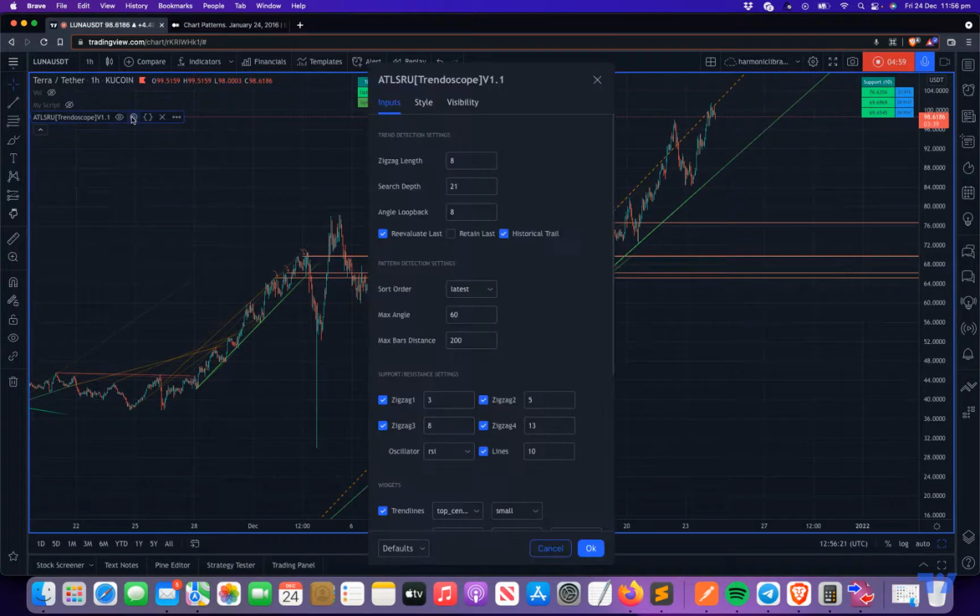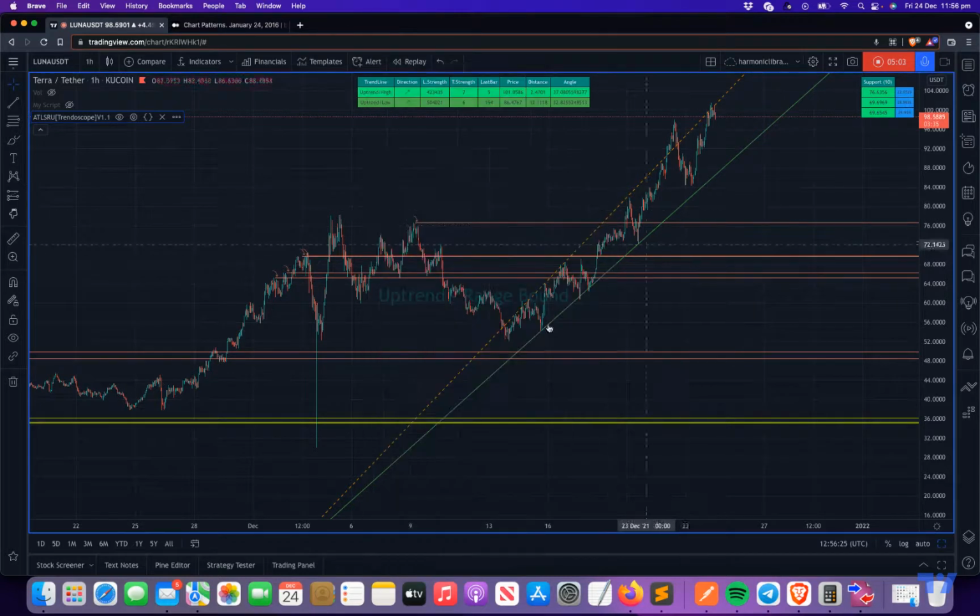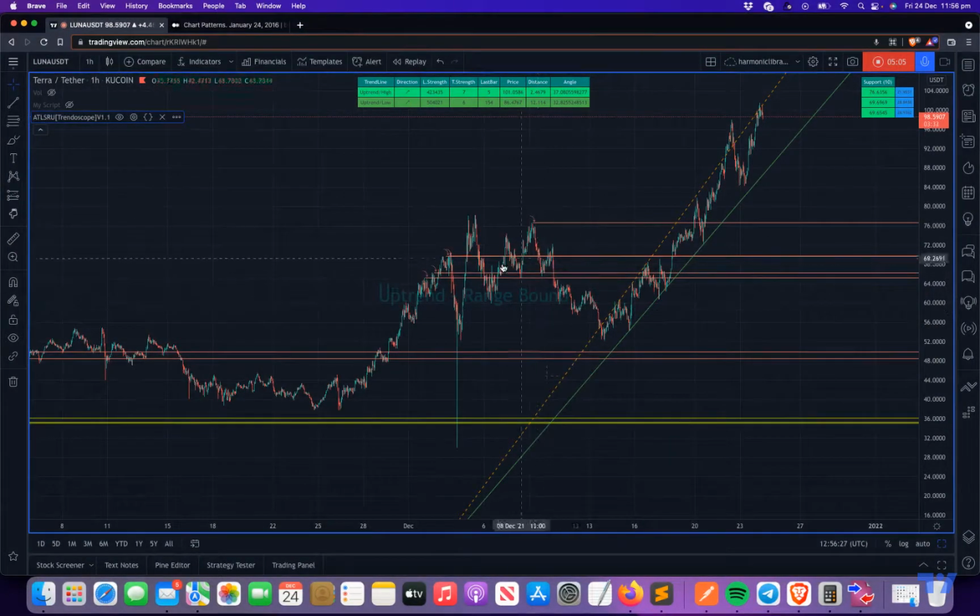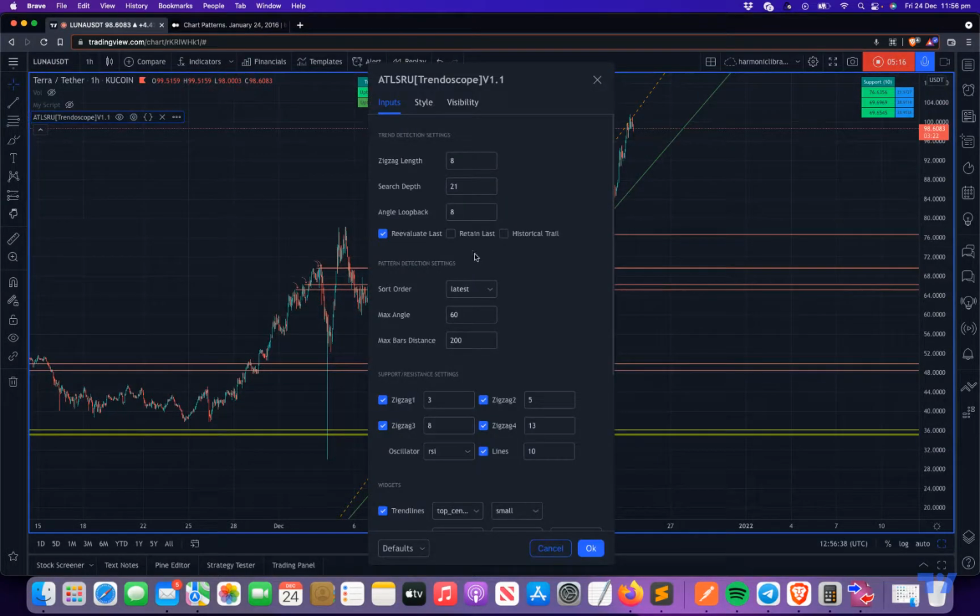That's because Pine script has a limitation that only up to 500 lines can be drawn. So since these historical trails take a lot of lines, it may remove some of the old support resistance lines from the chart as well. Right, and that's about these two settings.